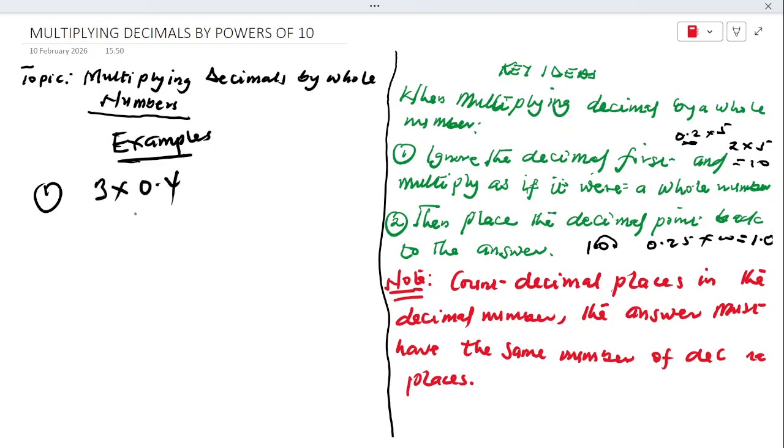So we are moving according to the steps that we've seen earlier. The first thing is, you ignore the decimal point. So this will be 3 times 4. And this gives us 12.